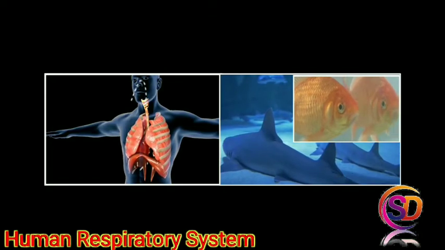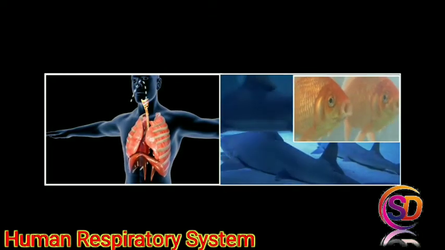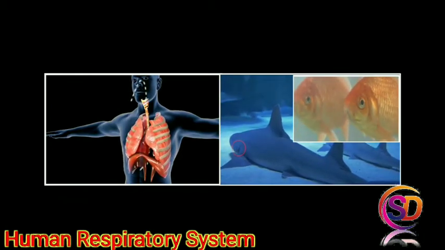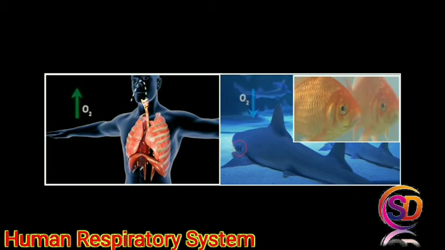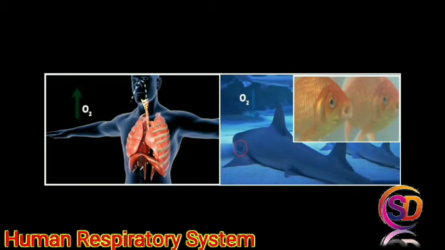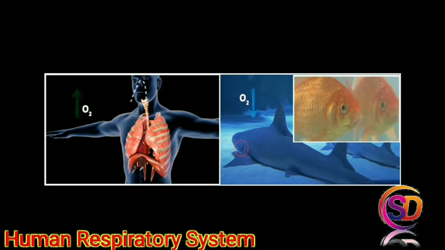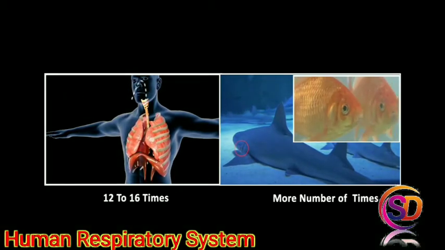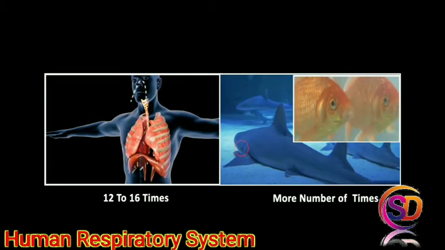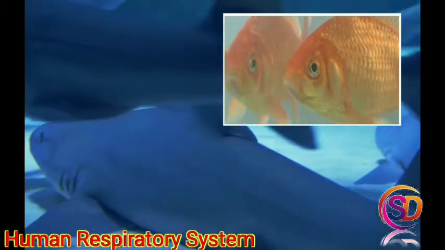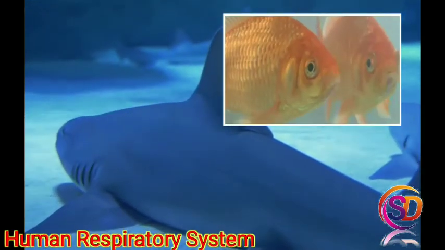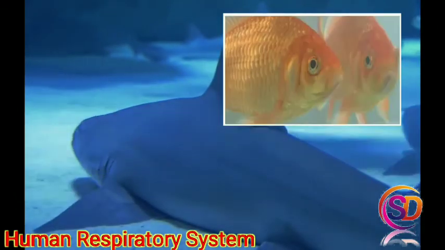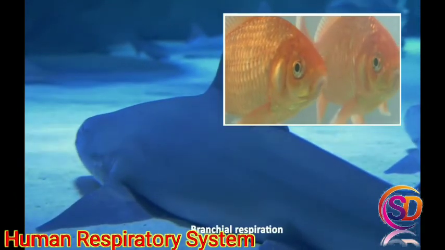Terrestrial animals can breathe oxygen present in the atmosphere. However, aquatic organisms need to use the oxygen dissolved in water. The amount of oxygen dissolved in water is fairly low compared to the amount present in the atmospheric air. Hence, the rate of respiration in aquatic organisms is much faster when compared to the terrestrial ones. Fishes take in water through their mouths and force it past their gills, where the dissolved oxygen is taken up by the blood. This is called branchial respiration.